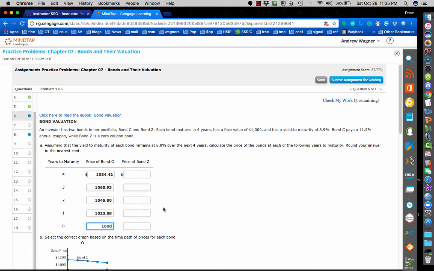Now for bond Z, we may as well start. Just change PMT to 0, press 0 and the PMT button, and we'll just go through the same routine. Change N to 4 and compute present value on our calculators, and we get 711.03. So 711. Now change N to 3, press 3, then N, then press compute PV.